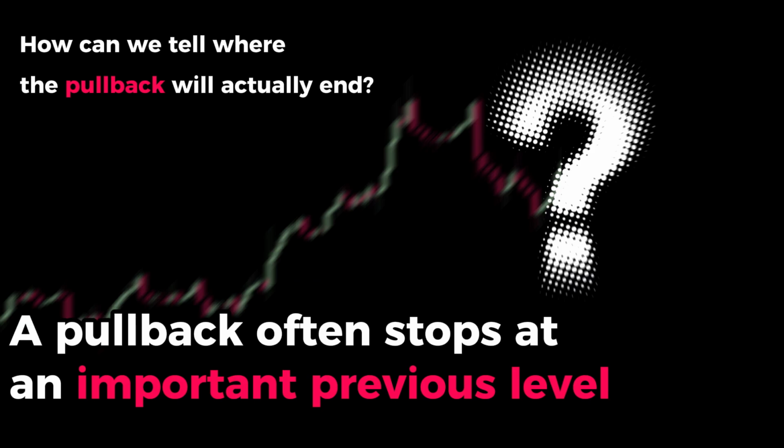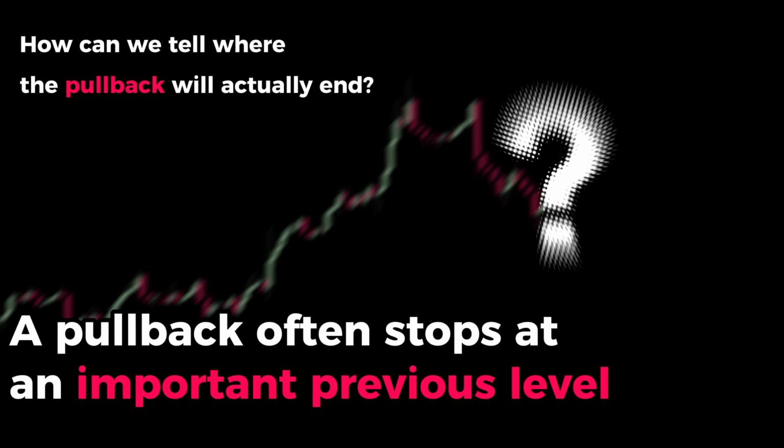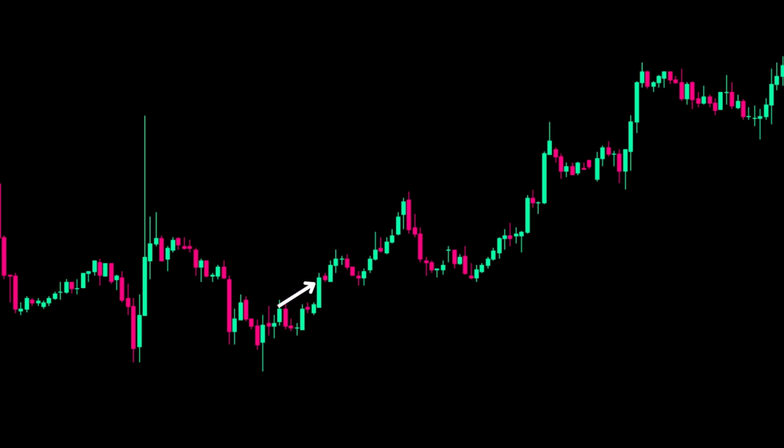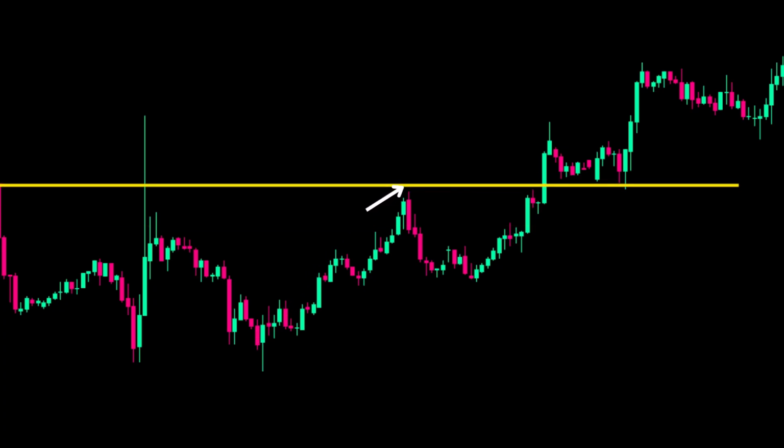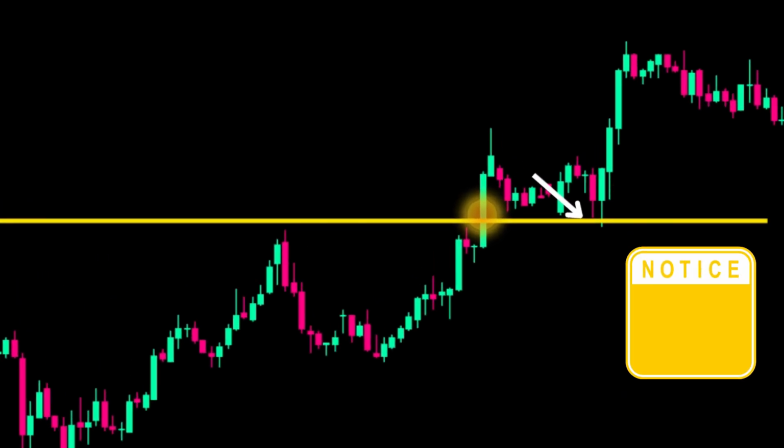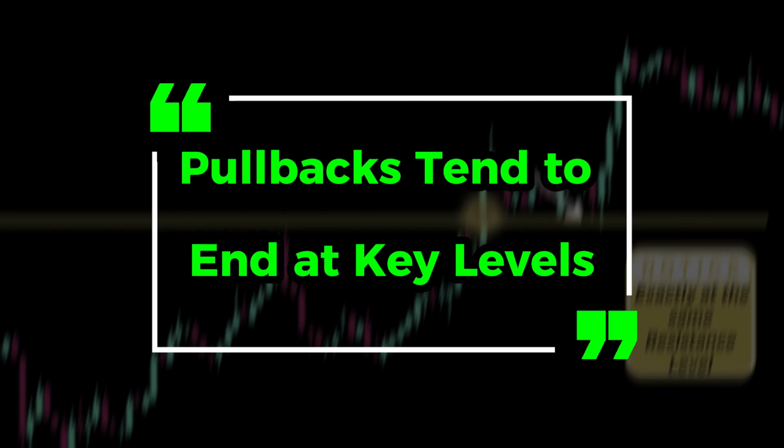A pullback often stops at an important previous level. Look at this example. The price moved up and then paused around this area, creating a level of resistance. Later, the price broke above that resistance and then pulled back. Notice where the pullback stopped, exactly at the same resistance level we marked earlier. That's why traders often say the pullbacks tend to end at key levels.